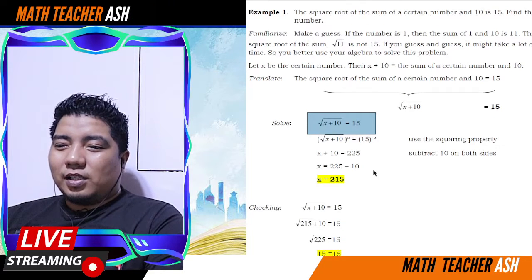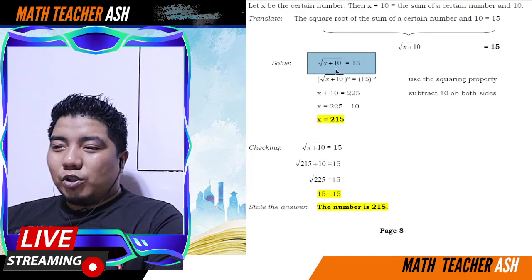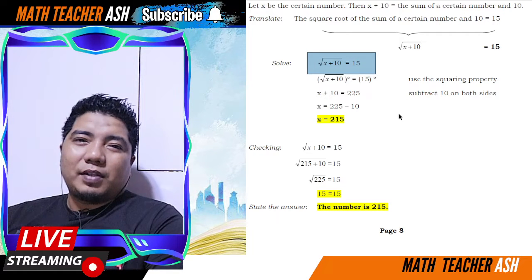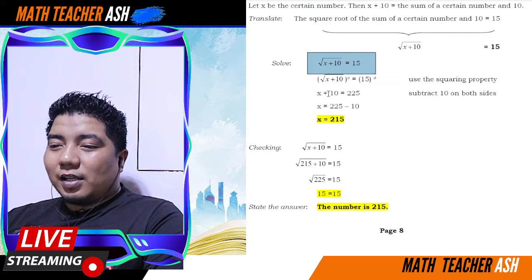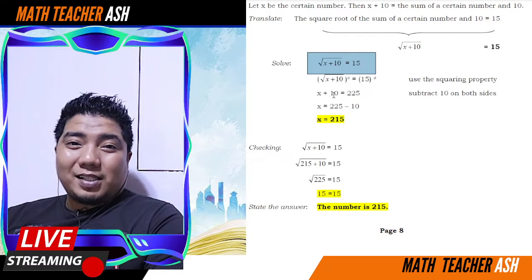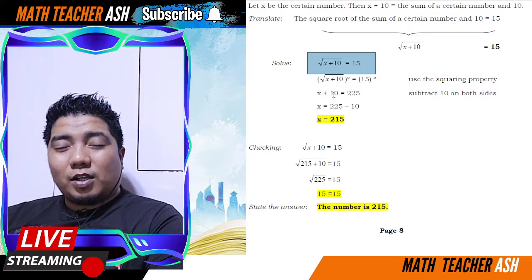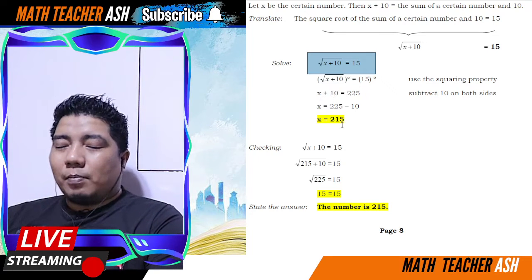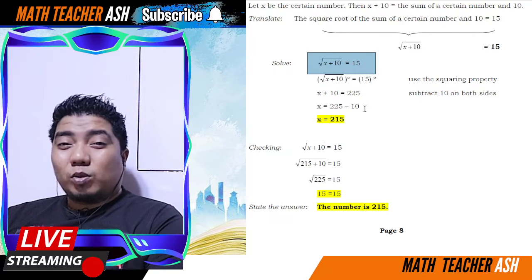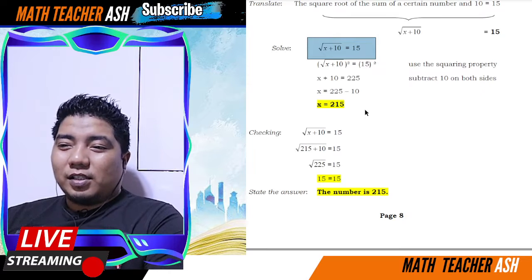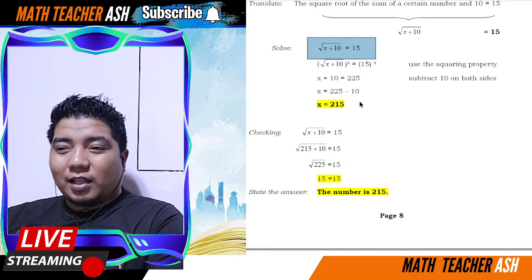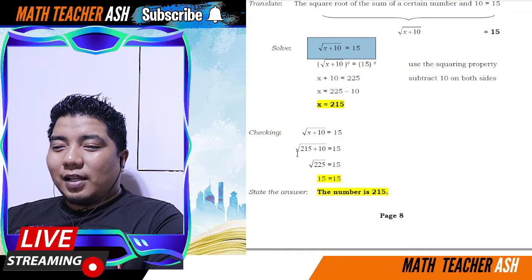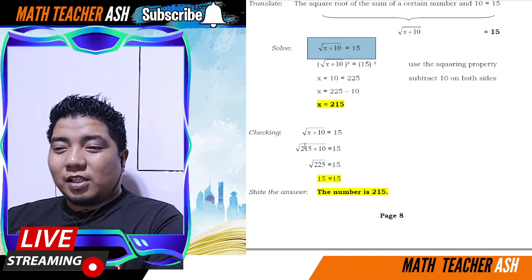Okay, so this is just an example kanina. So, you square both sides. So, bring down na lang si x plus 10, and then 15 squared is 225. Ngayon, para ma-solve si x, ilipat natin si plus 10 sa right side of the equation, giving us 225 minus 10. That will give us 215. Now, the question is, is this correct? So, 215 yung sagot natin, i-check na natin ngayon. So, i-substitute natin siya sa x.